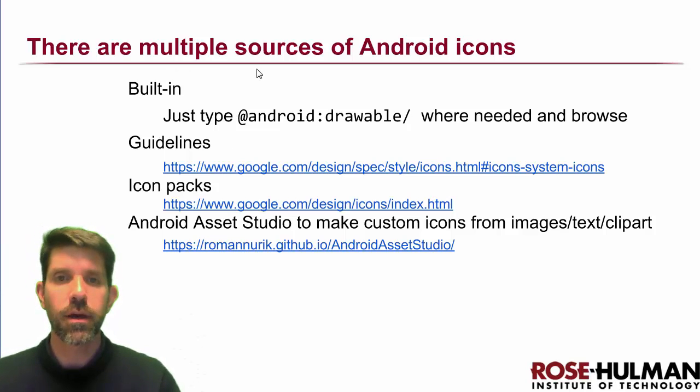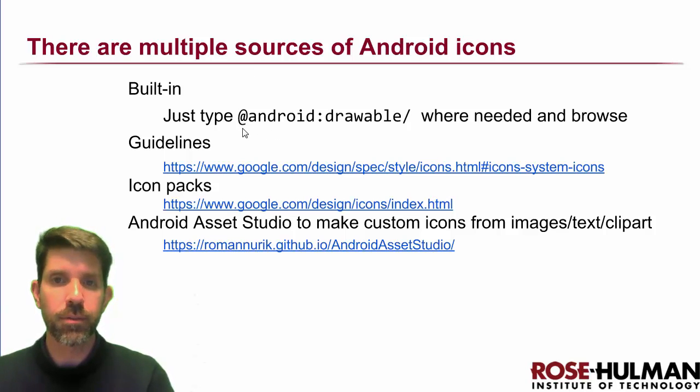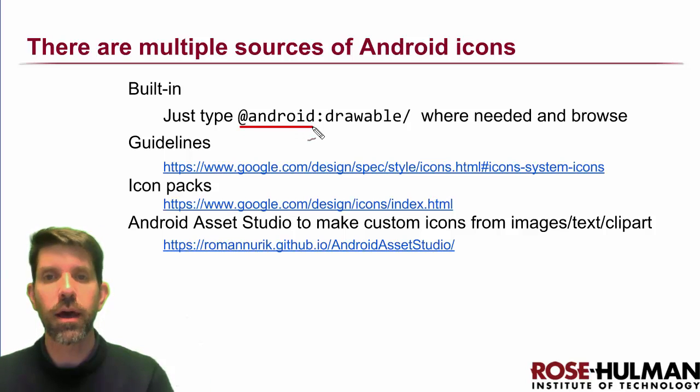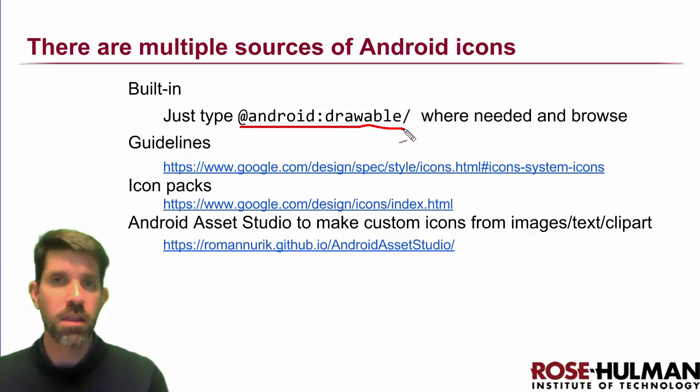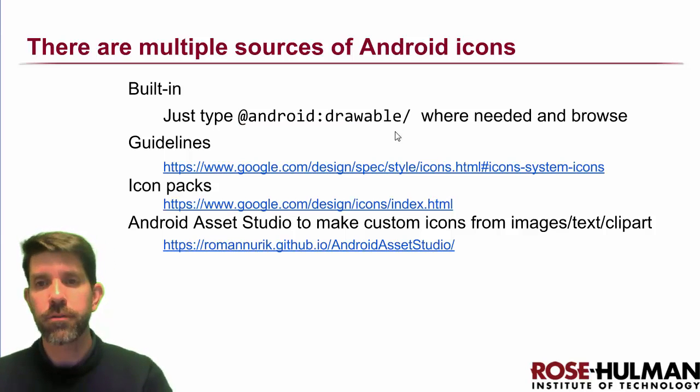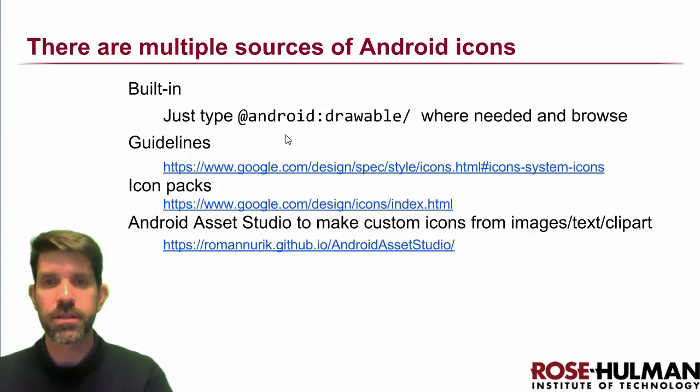There are lots of different sources of Android icons. The first one, if you want to see the ones that are available built in, is when you're in a resources place, like you're specifying the source of an icon, just hit Android drawable, and then go ahead and browse. You'll usually see a whole list of icons pop up, little previews of each one. Kind of fun. They're pretty well named and pretty easy to find stuff.